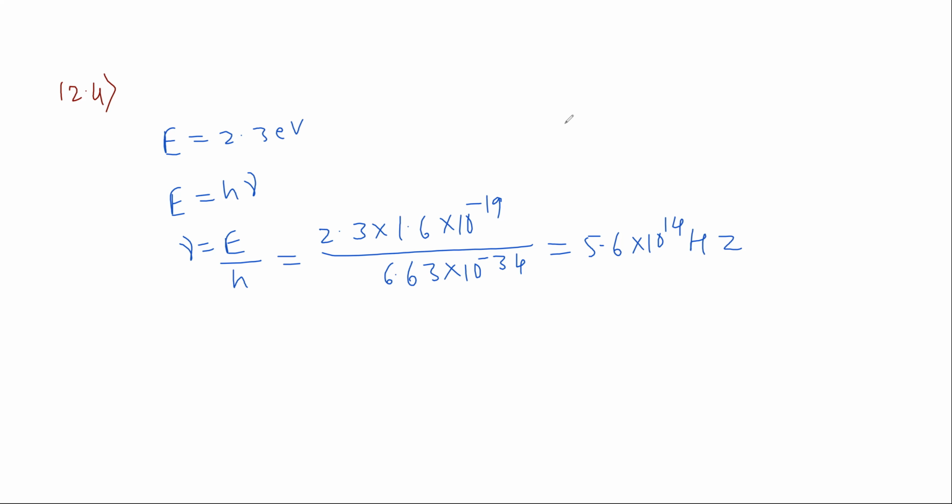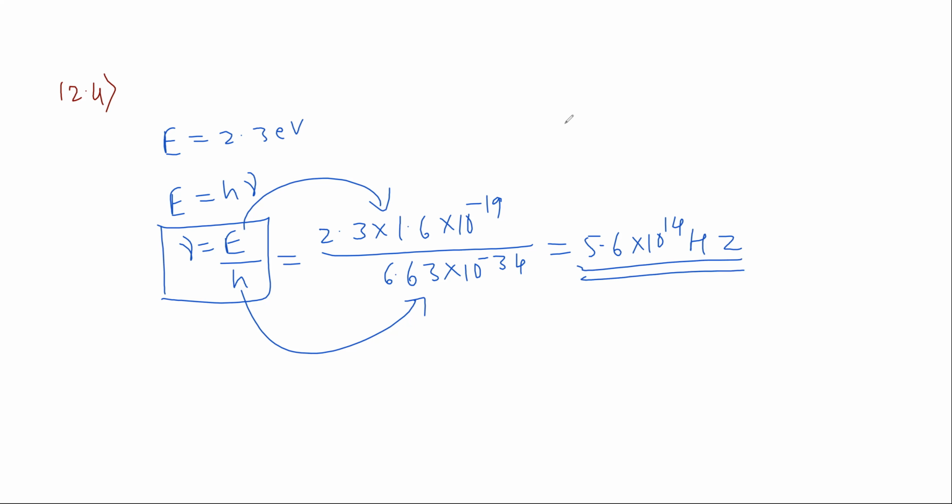So what have they asked? A difference of 2.3 electron volt, which they gave, we took as E. It separates two energy levels in an atom. What is the frequency of the radiation emitted? So frequency is calculated using the formula nu is equal to E by h. The E value is substituted, the h value is substituted, and we simplify. We got 5.6 into 10 to the power of 14 hertz.